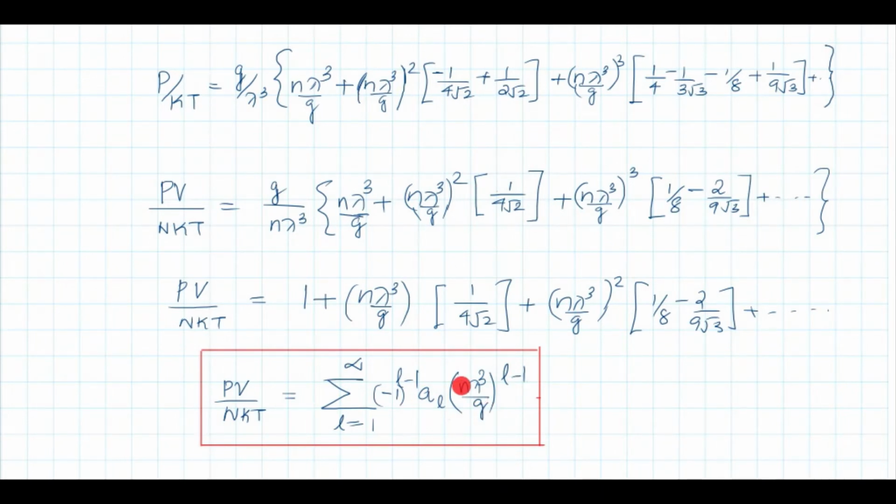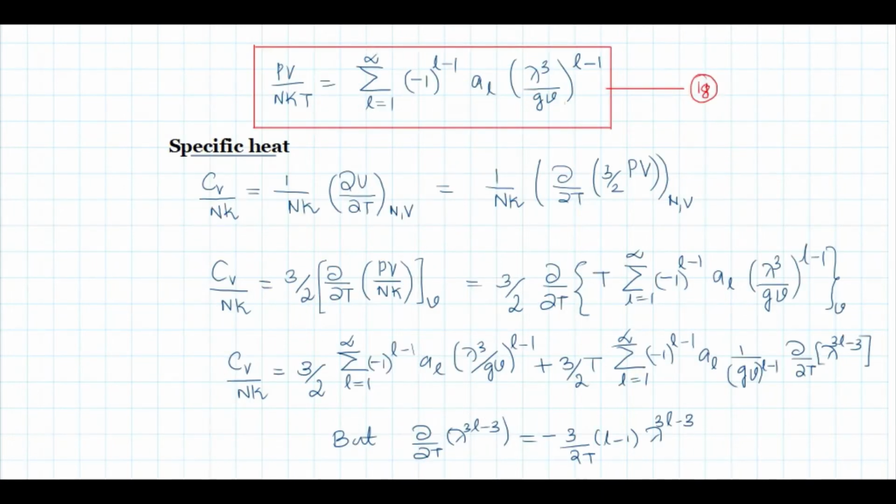But this small n I can write as 1/v, and small v is volume per particle. So PV/NkT equal to sigma L equal to 1 to infinity (-1)^(L-1) A_L (λ³/gv)^(L-1). Equation number 80. A similar expression we obtained in the case of Bose gas also, but the difference was the (-1)^(L-1) factor is not there. Here you have alternate negative signs, but in the case of Bose gas the terms are positive, and the A_L are known as virial coefficients. So this is the equation of state for ideal Fermi gas.